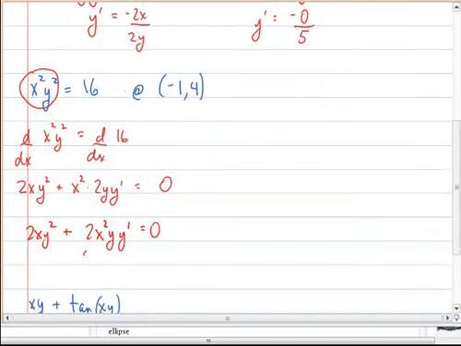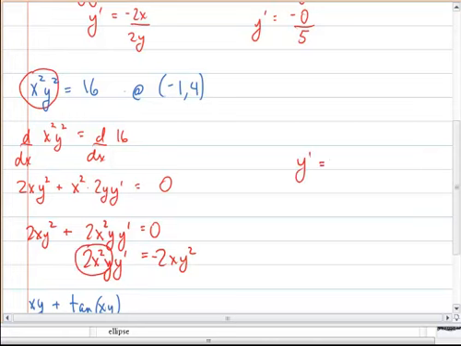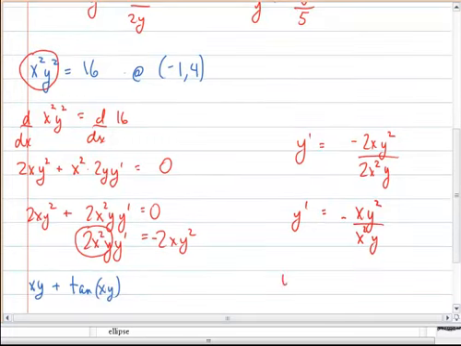I'm going to subtract 2xy squared over, and I'm going to divide out this portion. So I'll have y prime is equal to negative 2xy squared over 2x squared y. And the 2's will cancel, and I'll have xy squared over x squared y. I still have a negative sign there, and now I plug in my x and y value. So my derivative at x equals negative 1, y equals 4 will be, just plug in values, people.